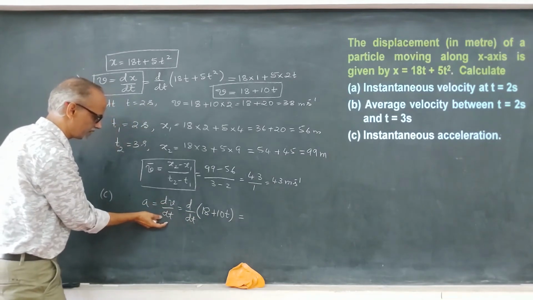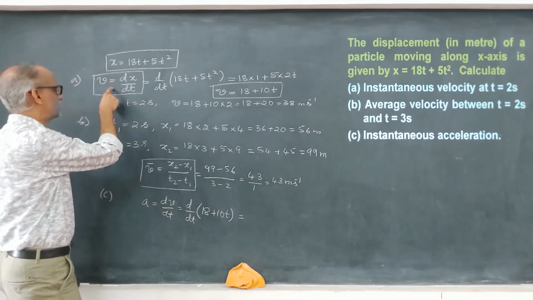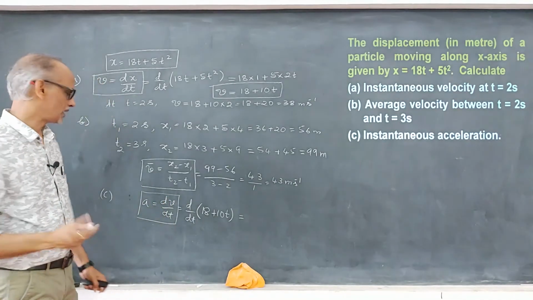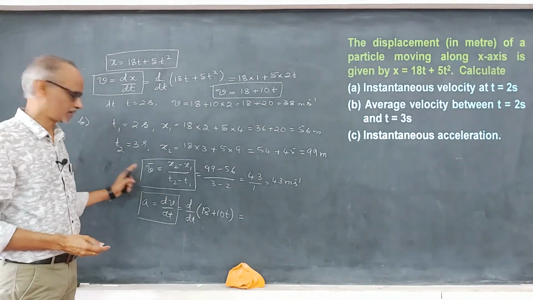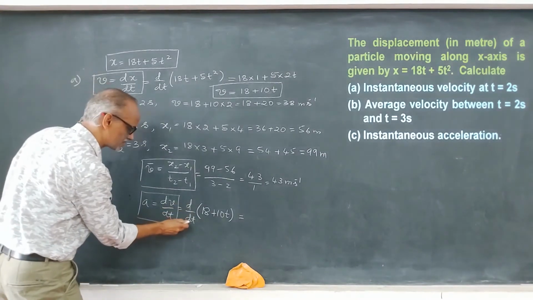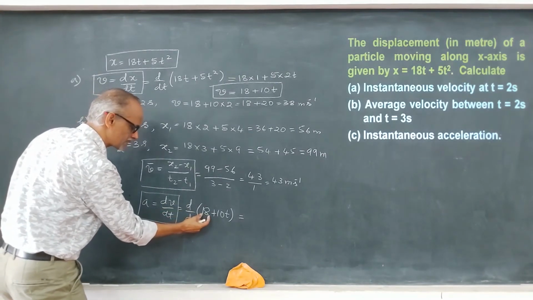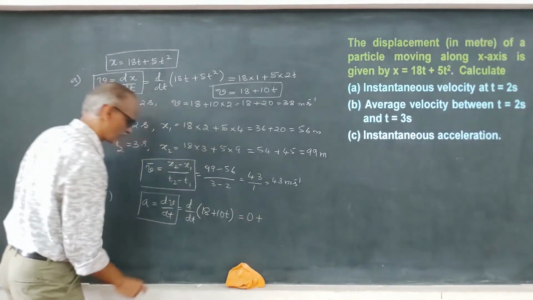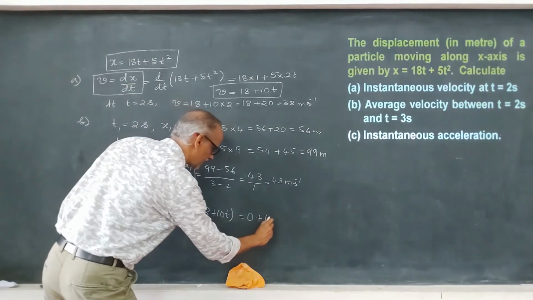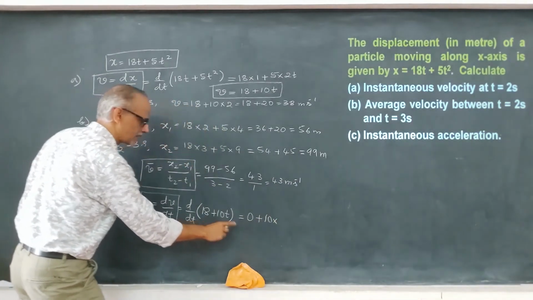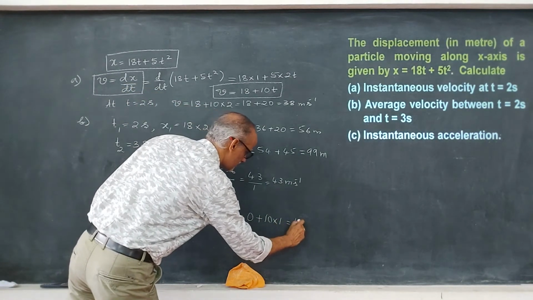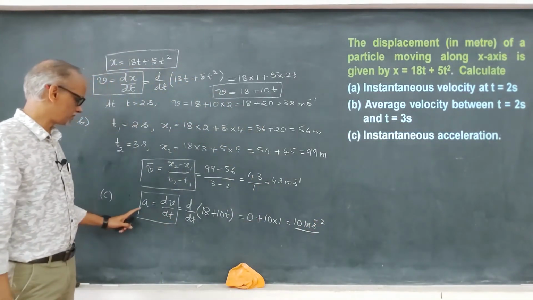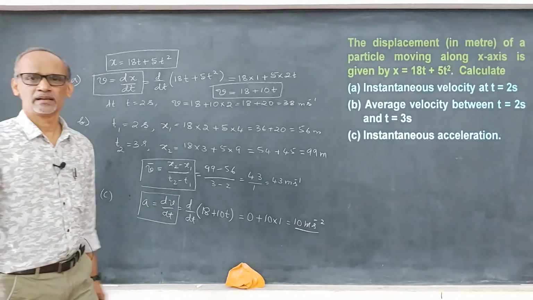While measuring the instantaneous velocity and instantaneous acceleration, we use the differentiation formula, not while measuring the average velocity. Differentiate 18. 18 is a number, a constant. What is the differentiation of a constant? It is 0, plus differentiation of 10 times differentiation of t, which is 1. So, the answer is 10. 10 what? Meter per second square.